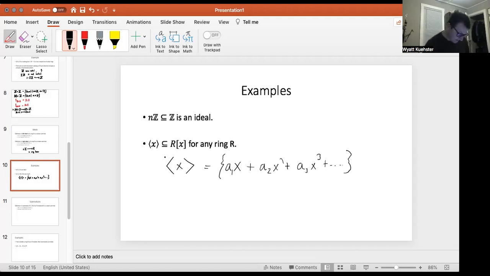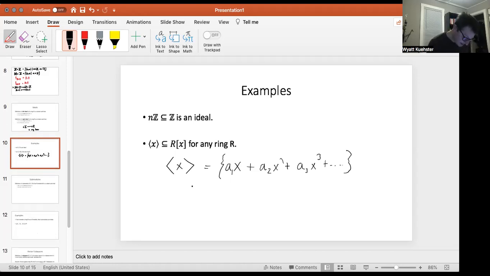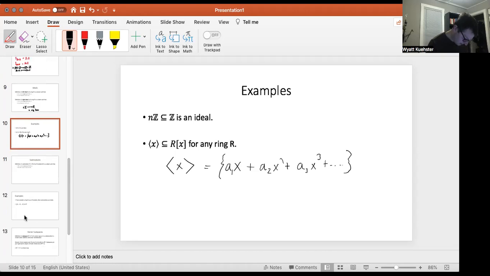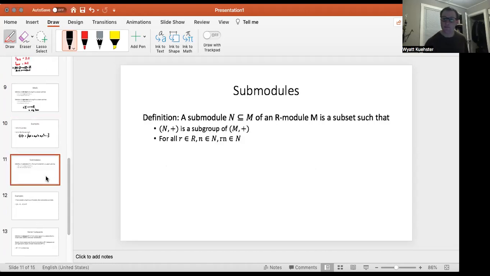Yeah, even if I multiply it by a constant polynomial, the constant term remains zero. So yes, that's true. So this is an ideal. Let's do two more examples: submodules and subalgebras. Oh, I guess it's vector subspaces.